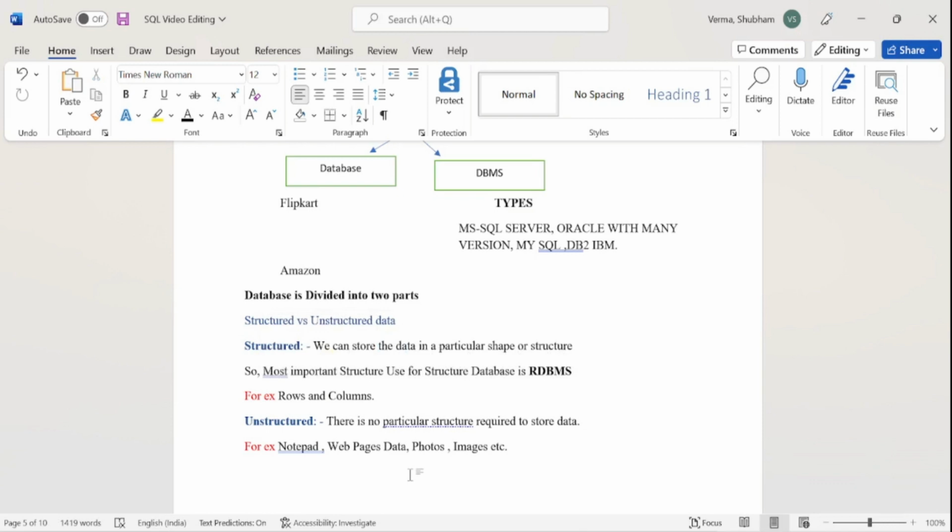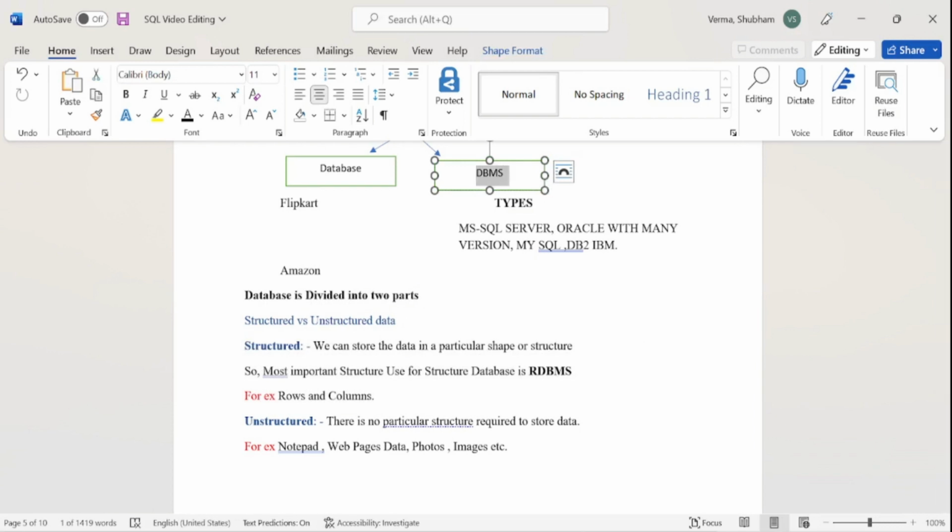For example, like Notepad. Under the Notepad, there is no form of table and structure. Or you can take another example like web pages data, photos, images and so on. So that is known as unstructured data. But RDBMS deals with only structured data. And now guys, let's talk about this DBMS.